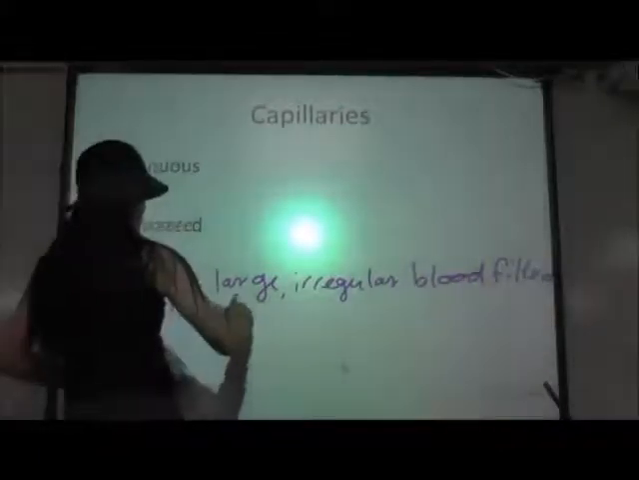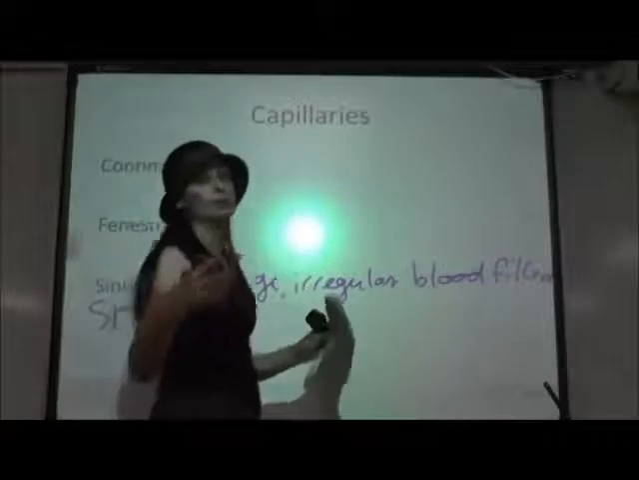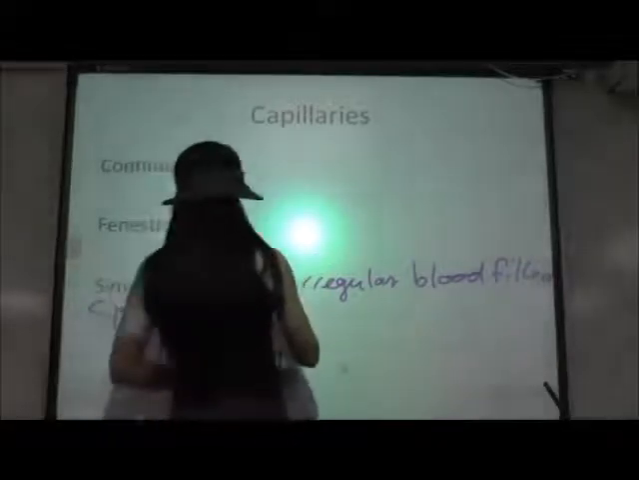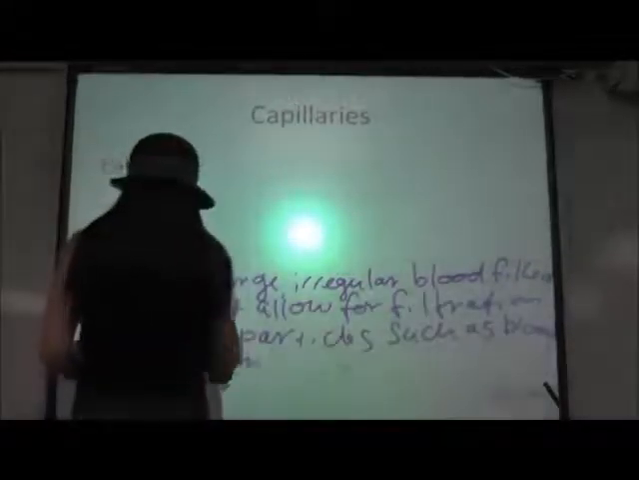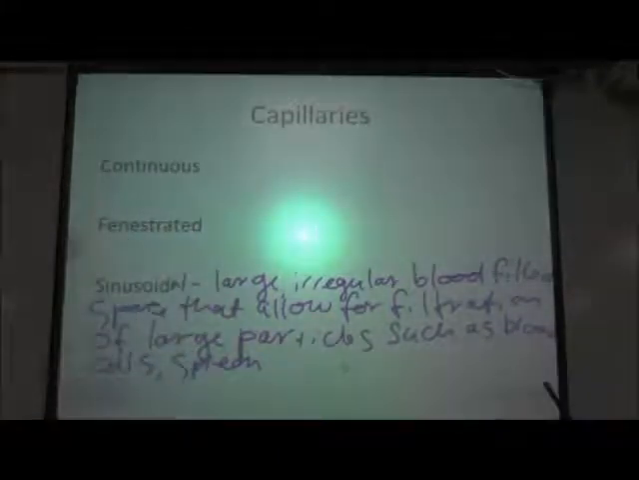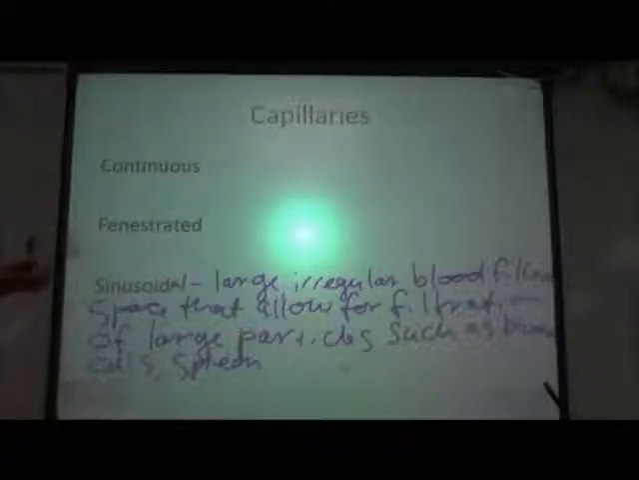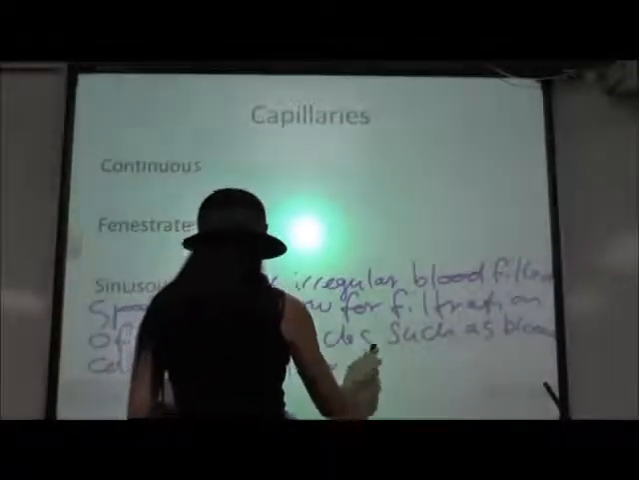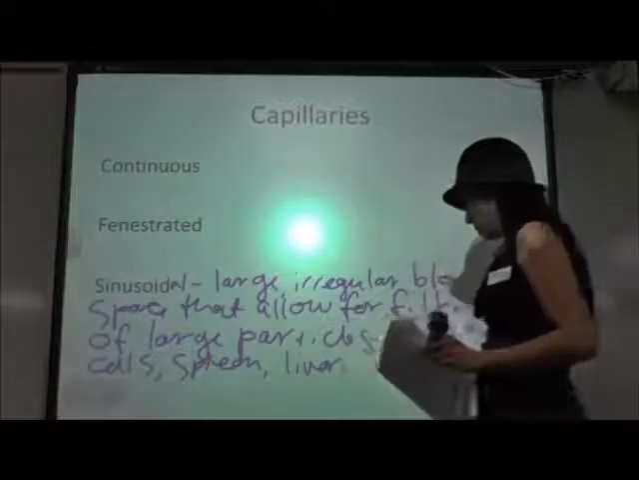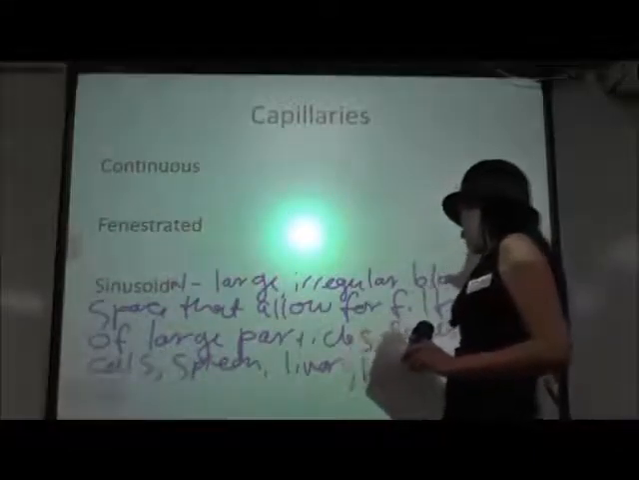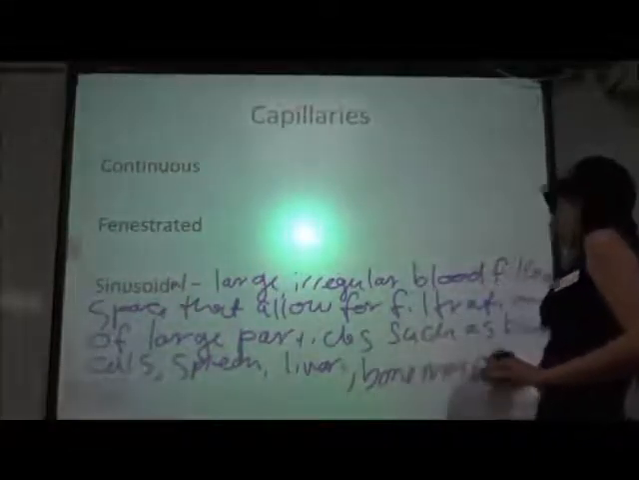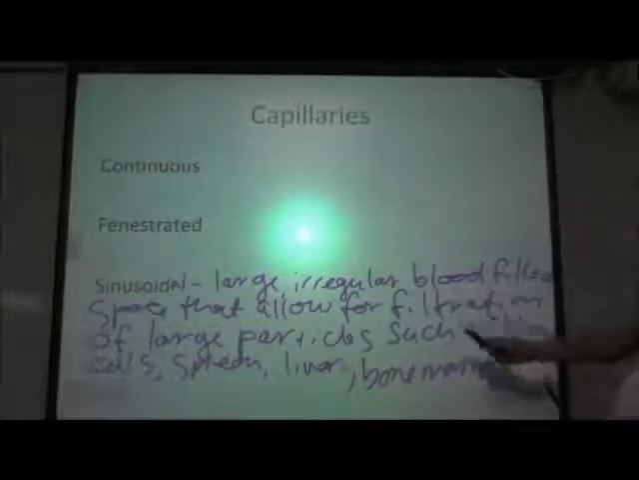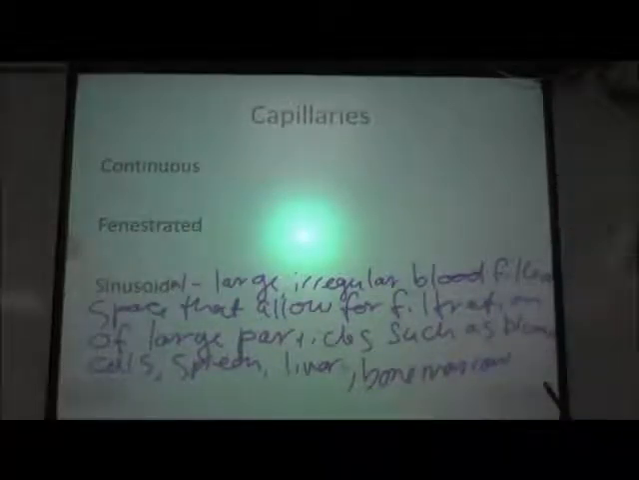That allow for the filtration of really large particles, like dead blood cells. The spleen, where we're filtering out dead red blood cells. You find them in the liver. And the liver is going to be important to have these big spaces because it's producing a bunch of plasma proteins that have to get out. So you find them in the liver, the spleen, and the bone marrow. Bone marrow, because we've got to get whole new cells out. So anywhere we've got to move really large particles, you'll find sinusoidal capillaries.